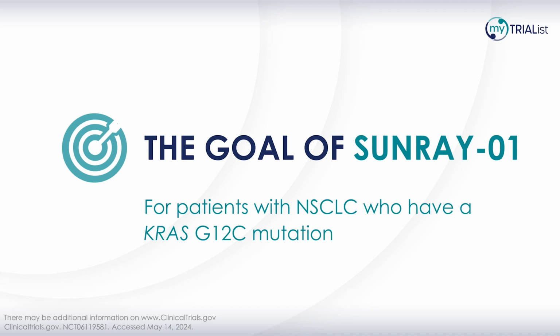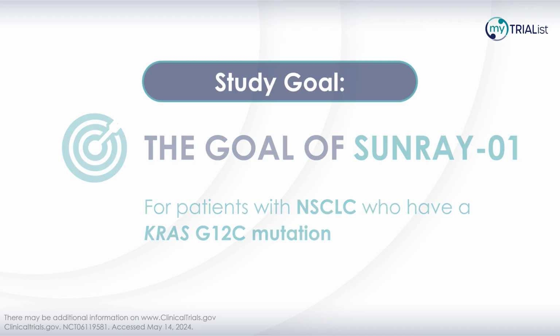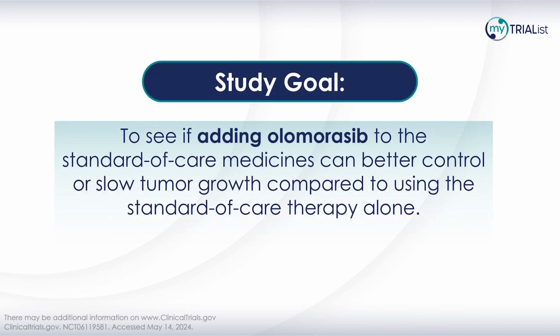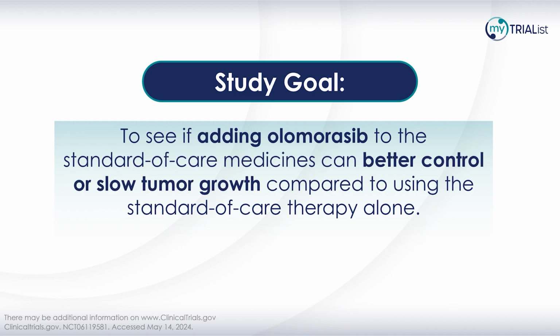What is the main goal of SUNRAY-01? SUNRAY-01 is testing a new medicine called olmorasib for patients with NSCLC who have a KRAS G12C mutation. The main goal of the study is to see if adding olmorasib to the standard of care medicines can better control or slow tumor growth compared to using the standard of care therapy alone.